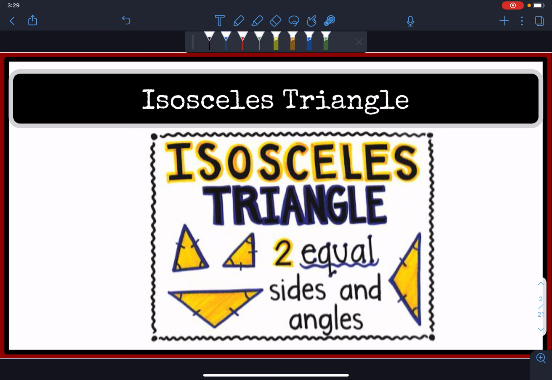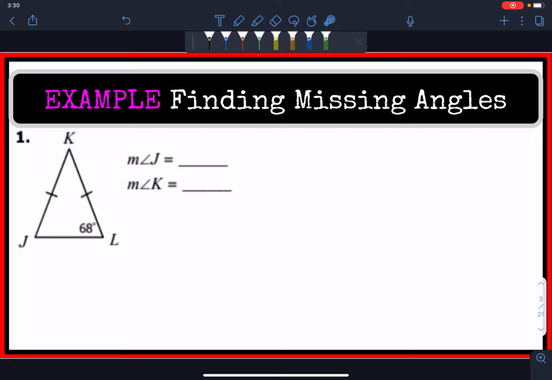So let's look at an example of this type of situation. So here we have an isosceles triangle. We're trying to figure out the measurement of angle J, which is this angle right here, and angle K. You know what, let's switch colors. Let's put orange instead. So, sorry, let me erase this. So that's this angle up here, angle K, that one angle right there.